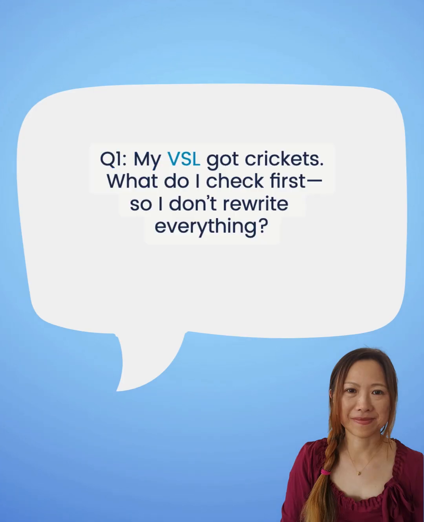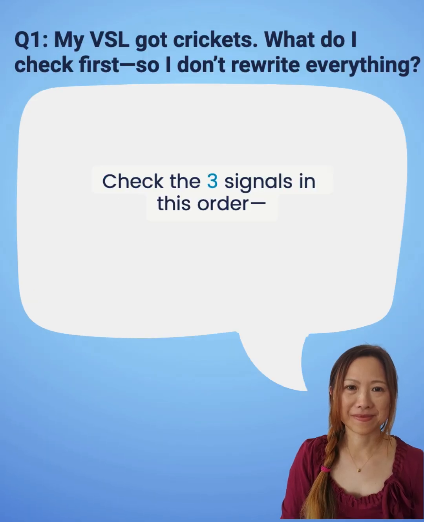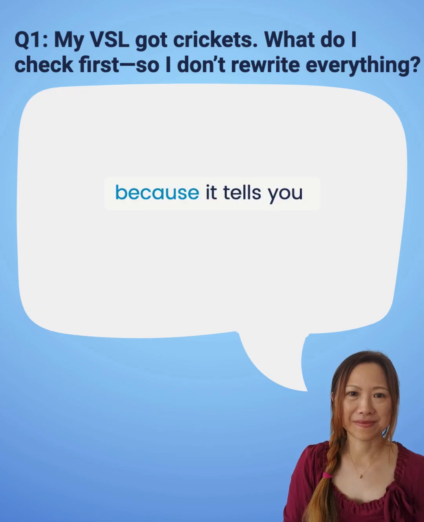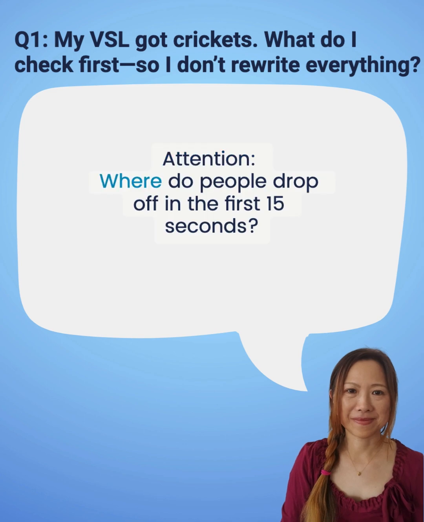My VSL got crickets. What do I check first so I don't rewrite everything? Check the 3 signals in this order because it tells you what to fix without guessing. Attention. Where do people drop off in the first 15 seconds?